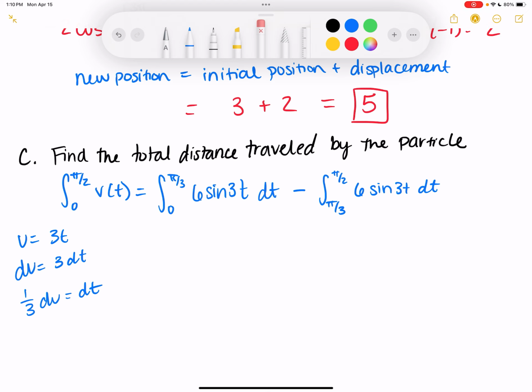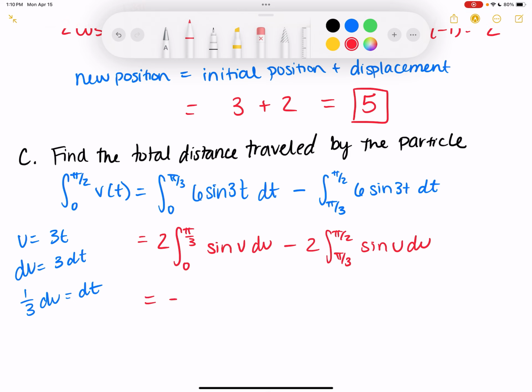Okay. All right, so if I take the 6 out, divided by 3, that's 2. So 2 times the integral from 0 to pi over 3 of sine of u du, minus 2 again, the integral from pi over 3 to pi over 2 of sine of u du. The antiderivative of sine of u we said was minus cosine, so it's going to be negative 2 cosine of u evaluated from 0 to pi over 3.